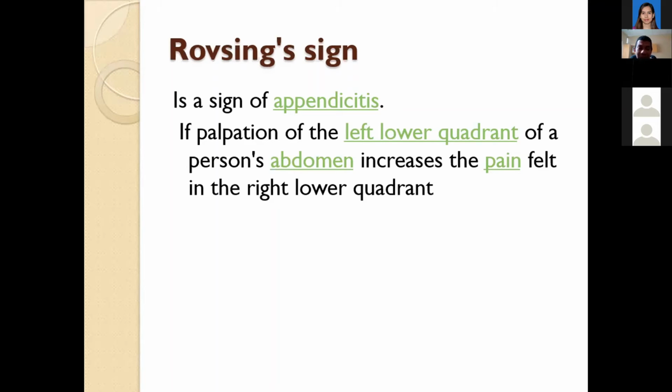Another thing is you do a shifting tenderness in female to make sure that when you press the McBurney point, ask the patient to shift laterally, then the tenderness can disappear. So we know that most likely it is a pathology of the ovary rather than the appendix, because the appendix base at the McBurney point will not move because it is attached to the cecum. So rovsing and shifting tenderness are done to differentiate between appendix and other pathology in female.